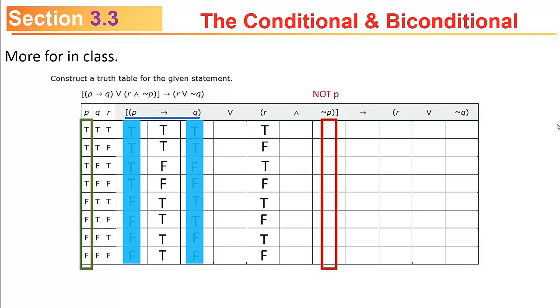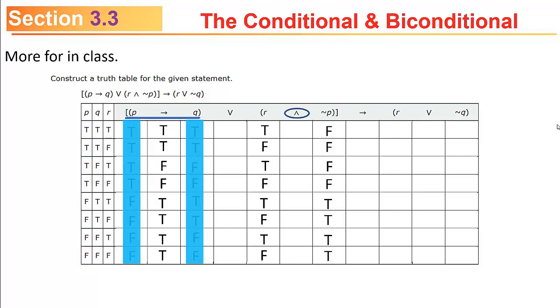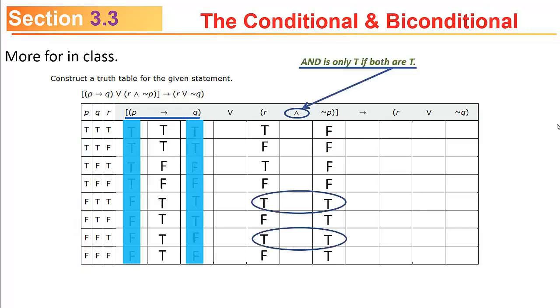And I notice I have a not P column. So I have a P column. So to do a not P column, I just change them all to the opposites. All the trues become falses and all the falses become trues. And then I notice that I have an and between them. An and is only true if they're both true, and I scan through there and only see two cases where they're both true, so those will be the trues. Everything else will be false.